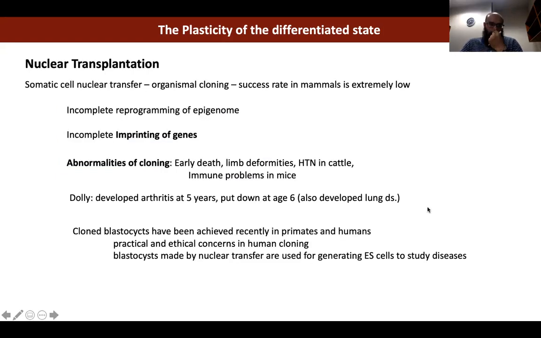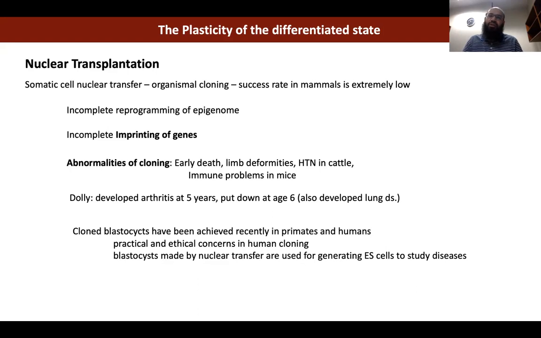Okay, so one method for changing the differentiation state of an adult cell is somatic cell nuclear transfer. To summarize it, you take the nucleus of an adult cell and put it into an enucleated oocyte, which could be mouse or human, or in the case of Dolly, a sheep, and let it grow into a blastocyst and then into a full animal. The whole process is called cloning, and this particular technique is called somatic cell nuclear transfer.